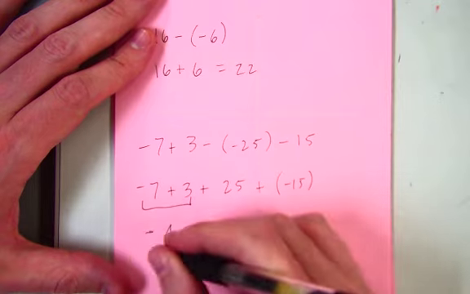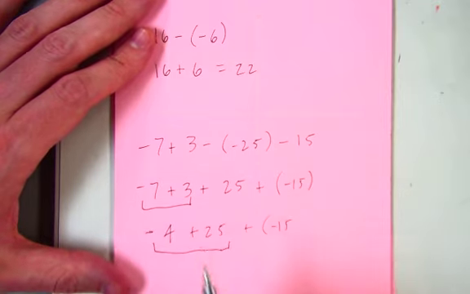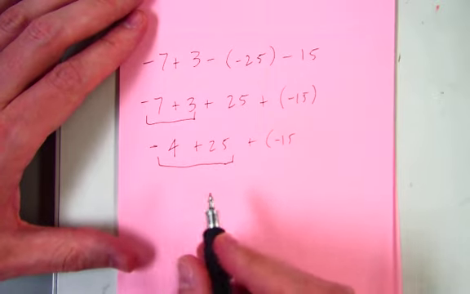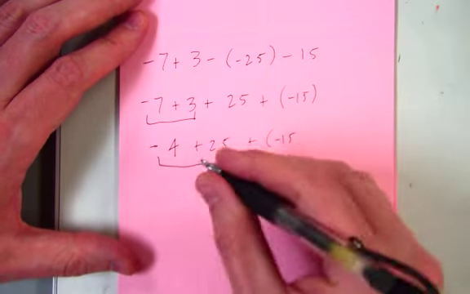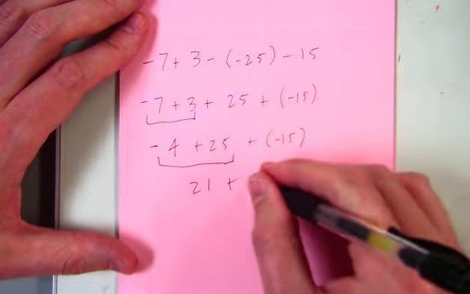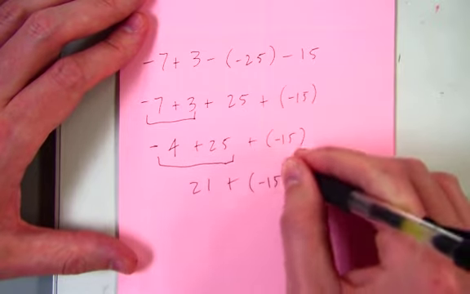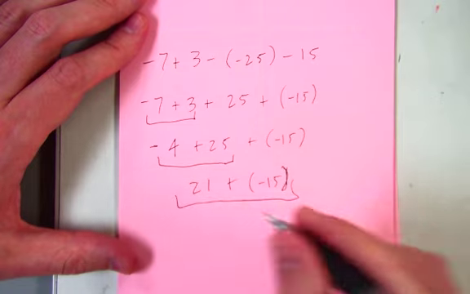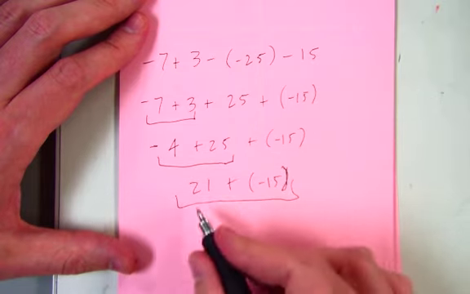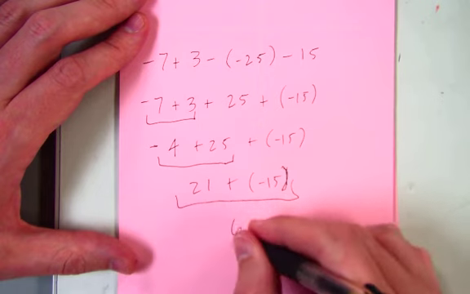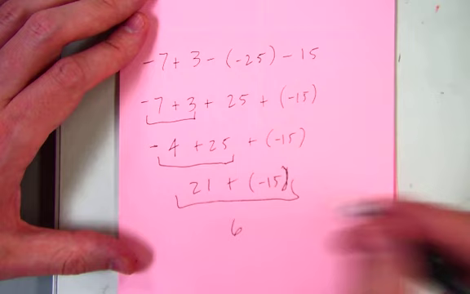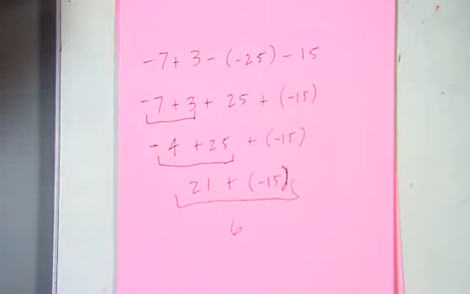Okay, we'll keep going. Let's do this pair next. -4 plus 25, again, signs are different. Our rules say to subtract those absolute values, so 25 minus 4 is 21. Take the sign of the bigger one. Okay, and then finally we're going to do this piece here. Signs are different. We're going to subtract, so 21 minus 15. And then we're going to take the sign of the larger one. So since 21 is larger and positive, 6 is going to be my answer there.